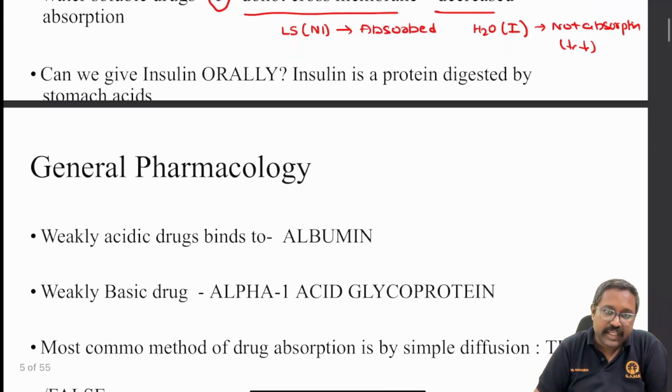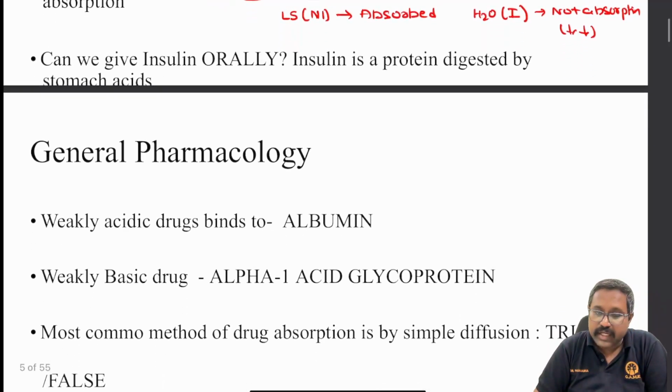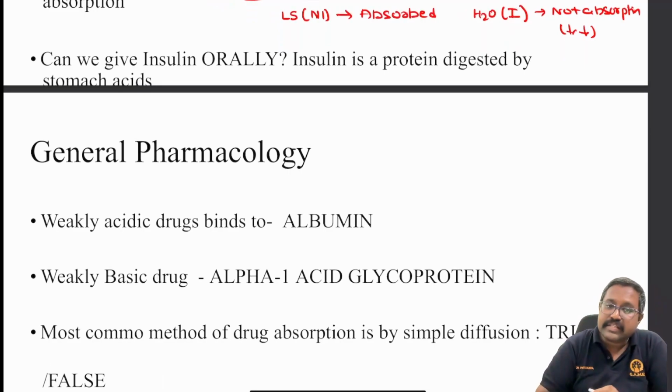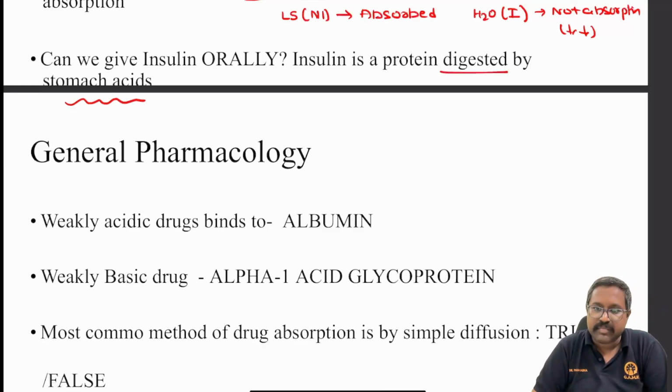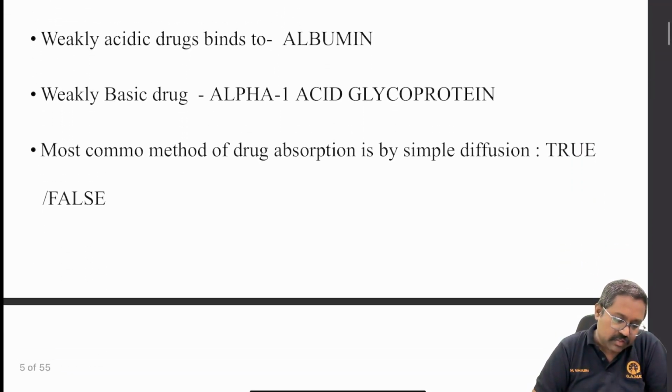So can we give insulin orally? Please remember, insulin being a peptide, a protein, cannot be given through the oral route, as it will be digested by the stomach acid. That's why insulin is not given through the oral route, as it will be degraded in the stomach.